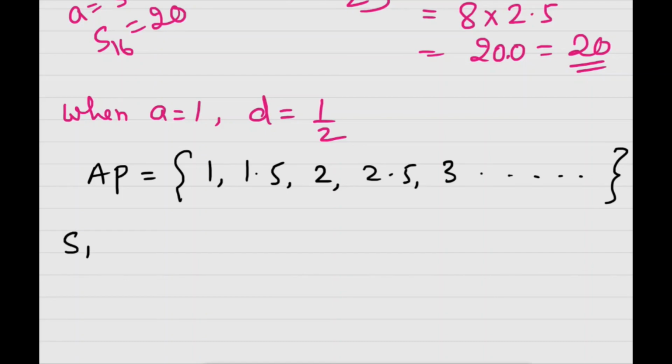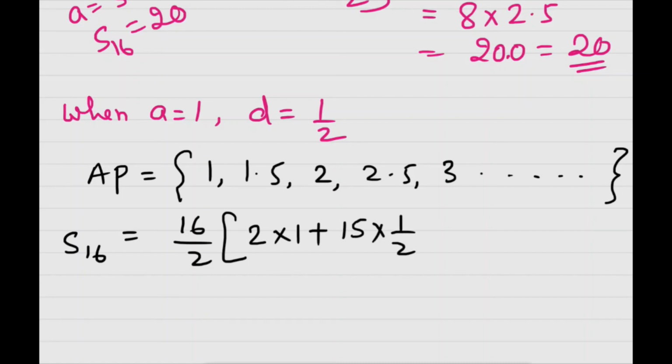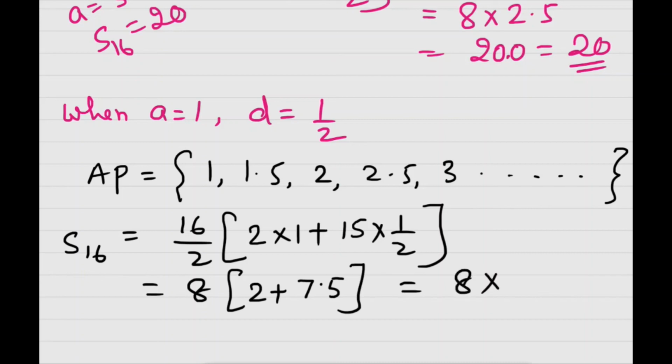Okay. Now what is S16? S16 will be equal to again 16 by 2 into 2A, means 2 into 1 plus n minus 1, 16 minus 1, 15, and your D was plus 1 by 2. Okay. Now see what you are getting. 8 into 2 plus this is 15 into 1 by 2. 15 by 2 is 7.5. So this will be 8 into 9.5. 8 5s are 40, 4. Okay. 8 9s are 72 and 4, 76. So put a point.